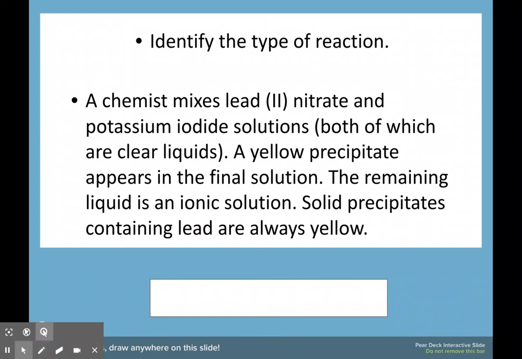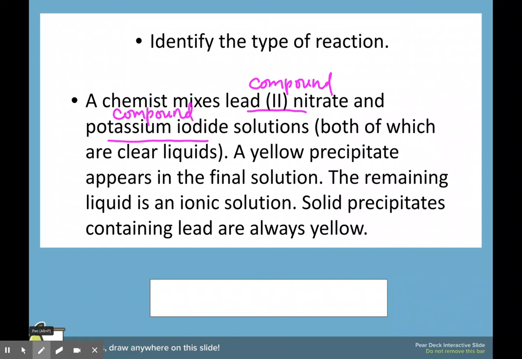So here we have a chemist mixes lead 2 nitrate. Now lead 2 nitrate, that's not just a simple element, it's a compound. So we're going to say compound. And potassium iodide. So again, a compound. Both are clear liquids. We get a yellow precipitate in the final solution. So that means if we've got a solution and a yellow precipitate, so we've got a liquid and a precipitate is a solid. We've got two different things there that we've made.